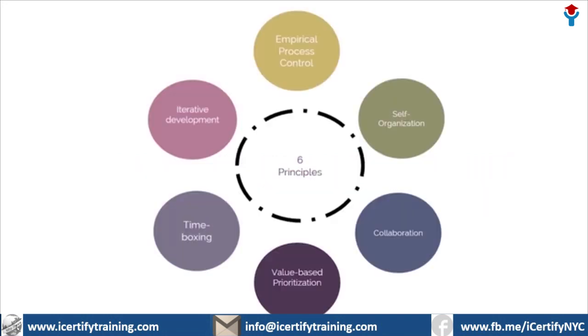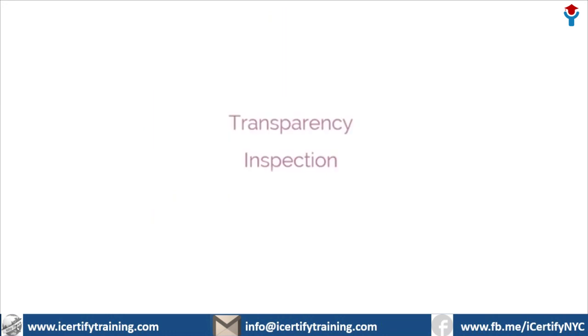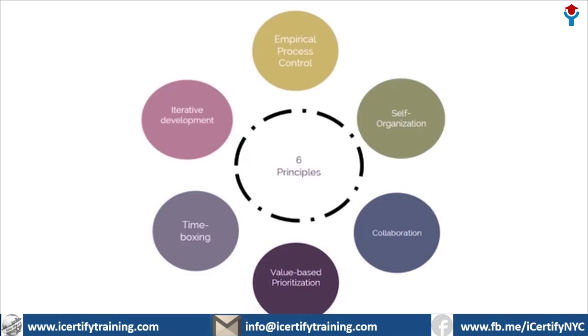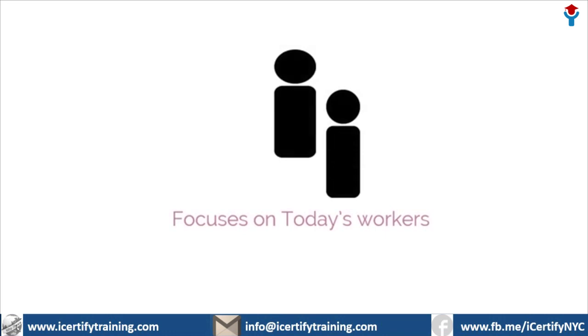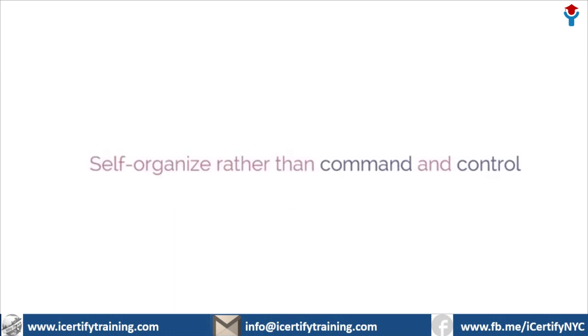Following is a detailed look at each principle, beginning with empirical process control. This principle emphasizes the core philosophy of Scrum, based on the 3 main ideas of transparency, inspection, and adaptation. The second principle is self-organization. It focuses on today's workers who deliver significantly greater value when encouraged to self-organize, rather than working under command and control style of traditional project management.